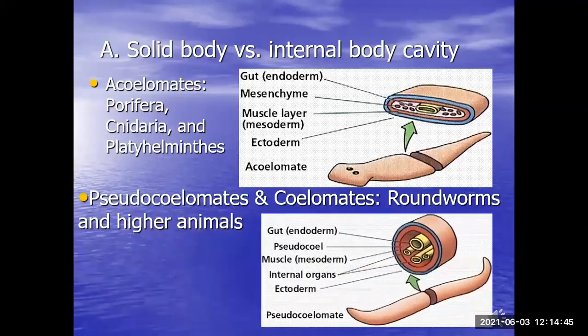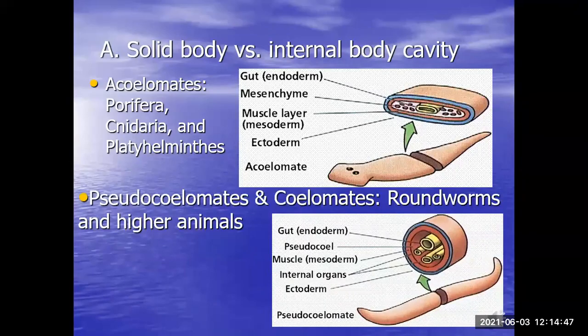And then we stick those organs in the coelom. But this coelom only has mesoderm on the outside. There's no mesoderm surrounding the digestive system right there. That's what makes this a pseudocoelomate versus a coelomate. Now, the picture isn't that clear, so I'm going to show you a better one.